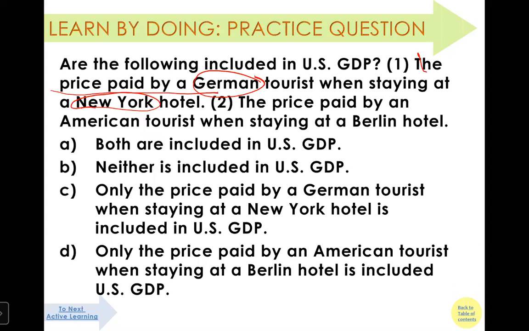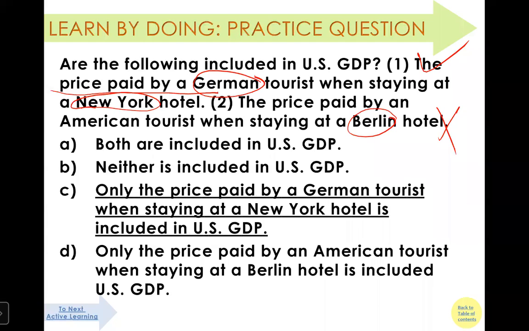So yes. Second, the price paid by American tourists when staying in a Berlin hotel. No, so the transaction or production happens in Berlin. That's not part of US territory, right? So the answer is C. Clear? Okay, so it's domestic.